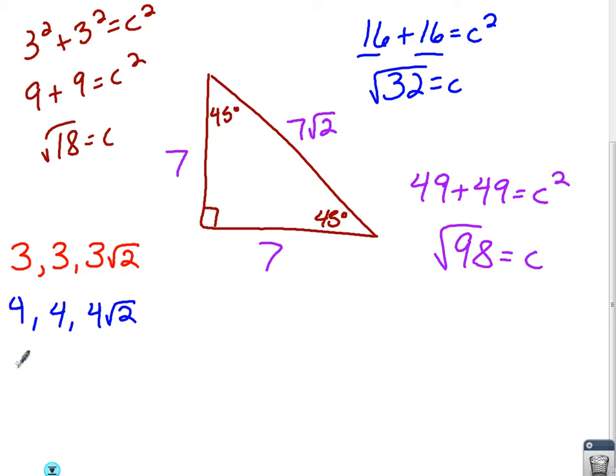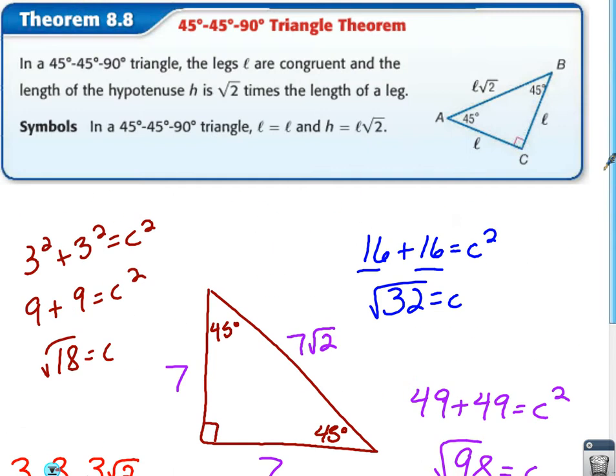In a 45, 45, 90 right triangle, here's the rule. Let me scroll up now. The two legs will always be the same. It's isosceles. To find the hypotenuse, it will always be whatever that leg is times the square root of 2.